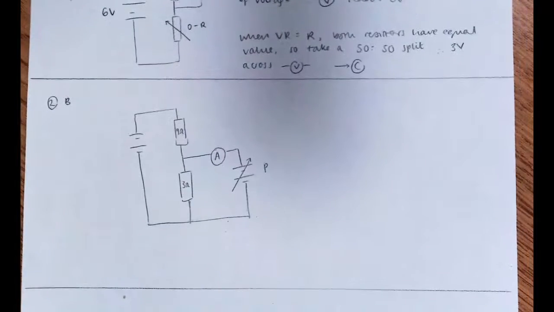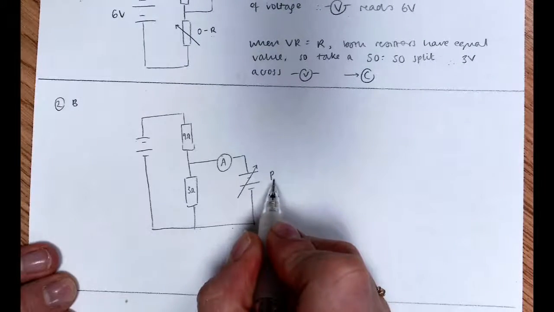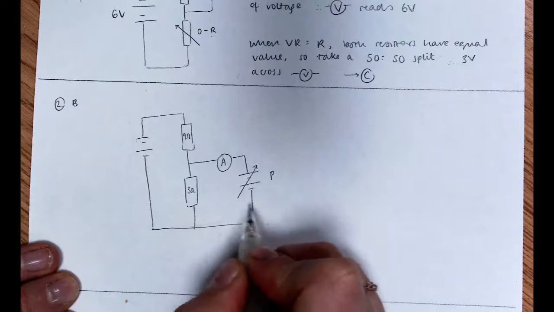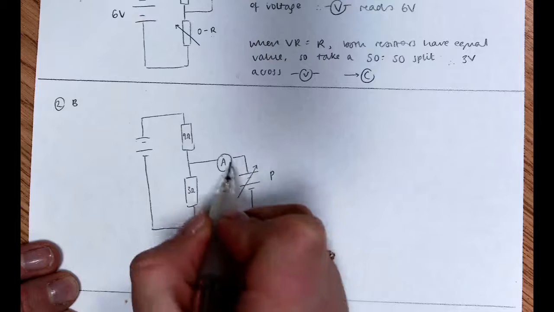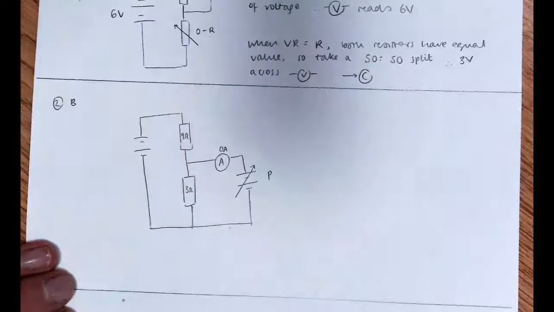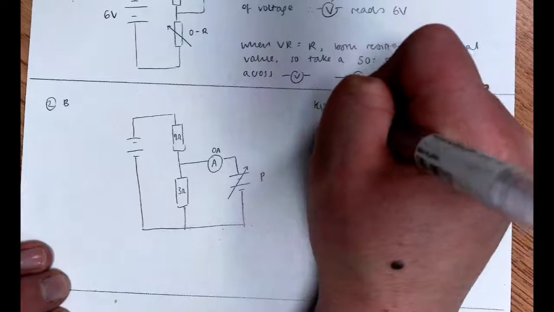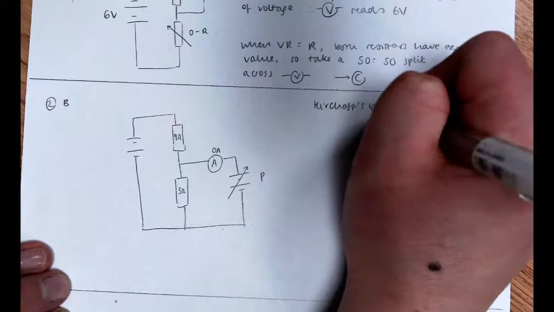Number 2 is less obvious, so I'm just going to grab some colours to help us do this. The question was asking what the value of P should be, so what the voltage across this supply should be in order for this ammeter to read 0 amps. So what we're going to do is use Kirchhoff's laws to help us out with this.